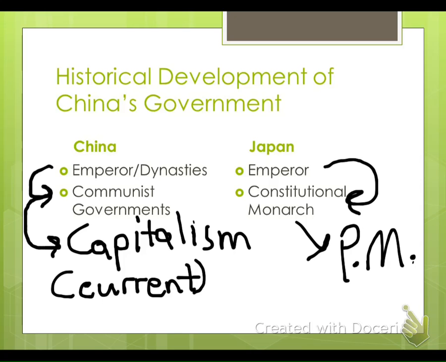So these are all the pieces of information that we need to know for our test when it comes to how the government has changed between the vocab words and in the historical development all the way through today.